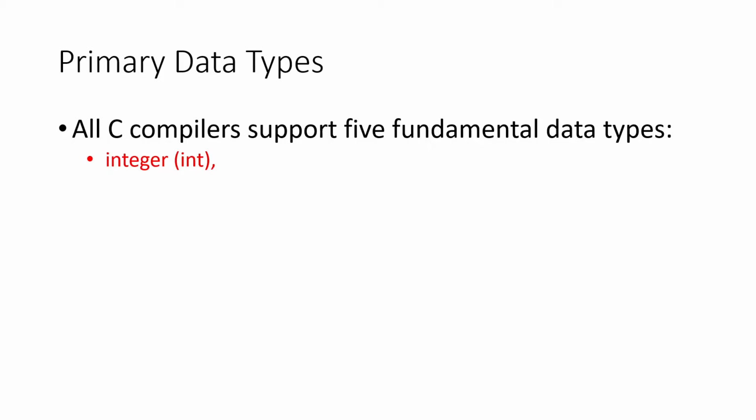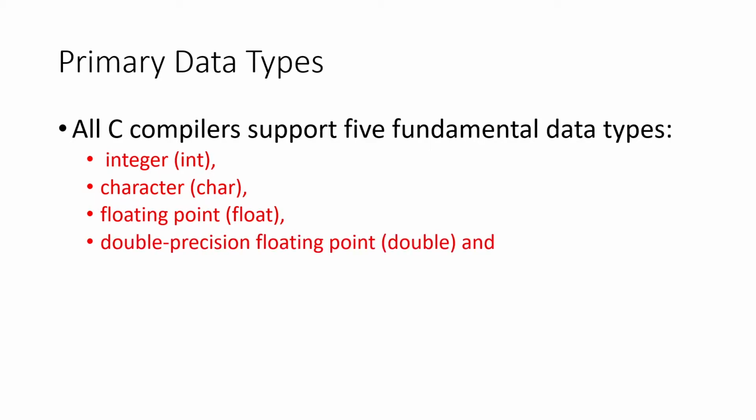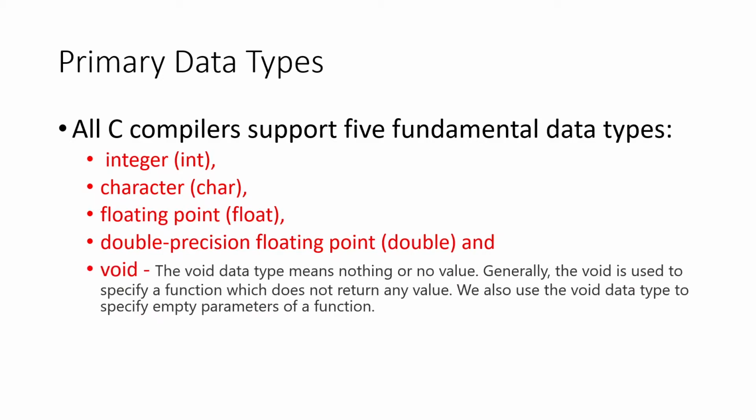In primary data types, again, there are five fundamental data types. One is integer, int is the keyword. Then character, char is the keyword. Floating point, that is real constants, real values. Floating point, the keyword is float. Then double precision floating point, the keyword is double. And fifth is void. Void means nothing or no value.